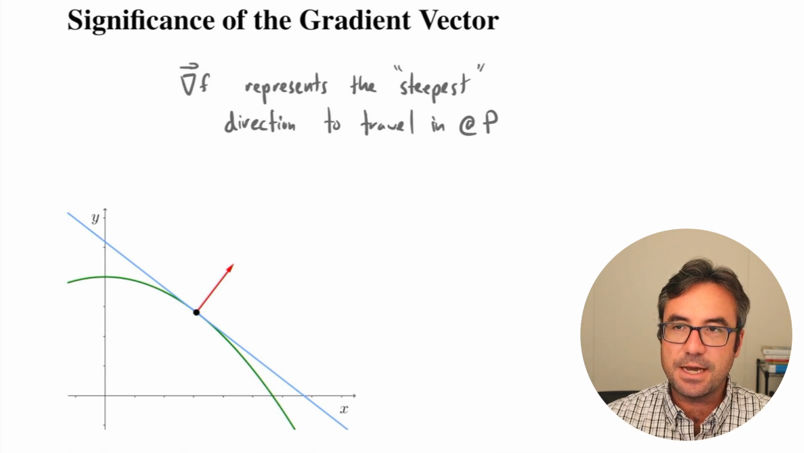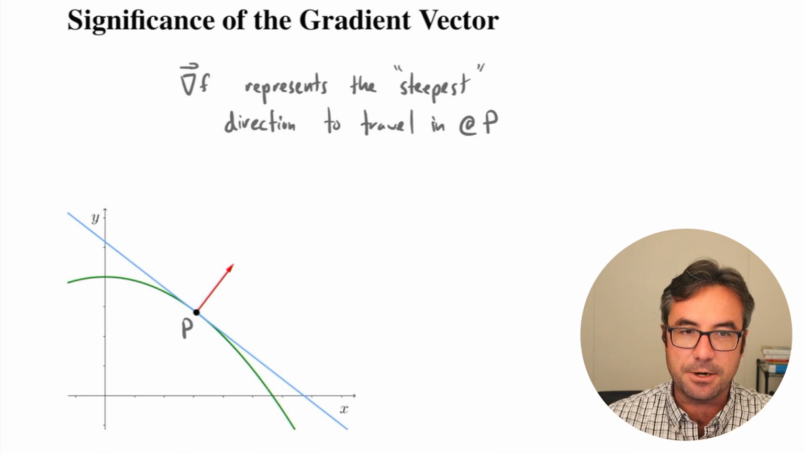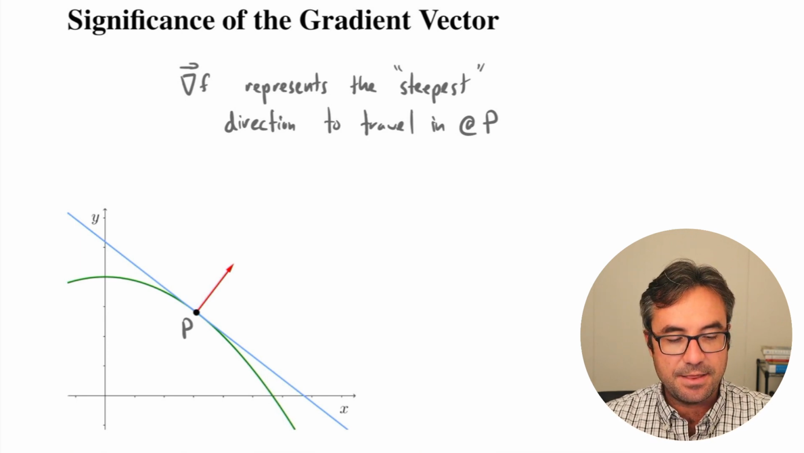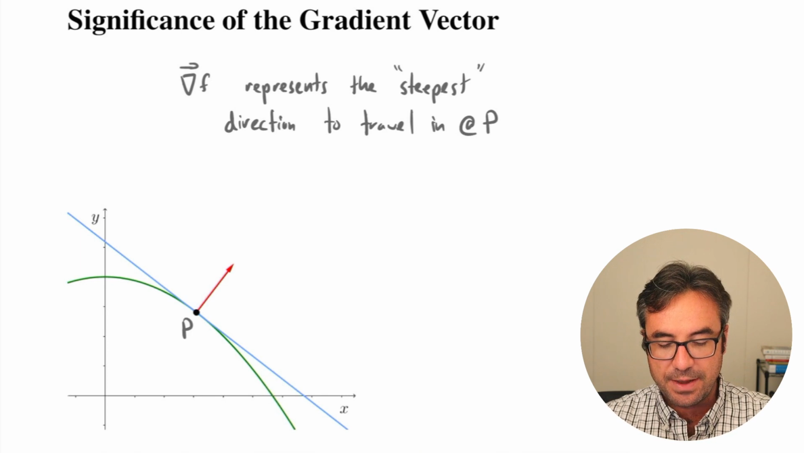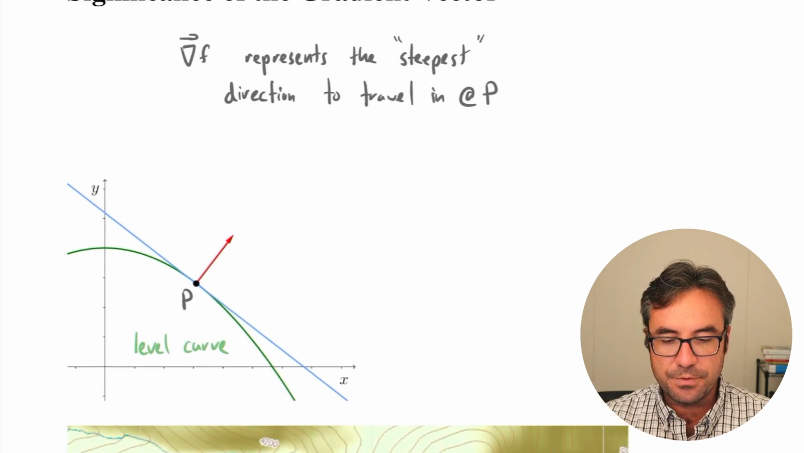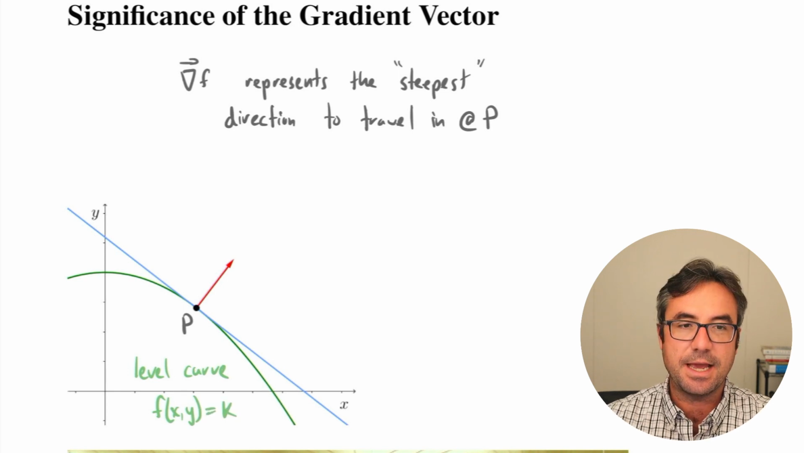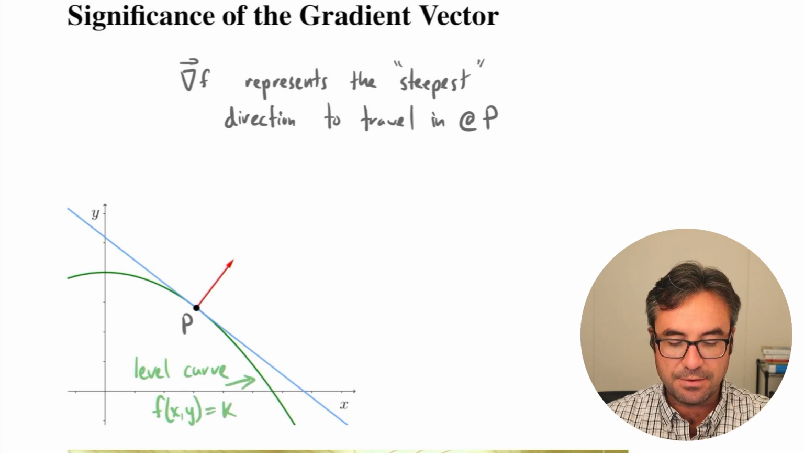And let's view this in the two-dimensional case. Let's say we have a specific point P here, and we have a level curve in the two-dimensional case. So let's say this is just little f of x, y equal to some constant k. So here's our level curve.